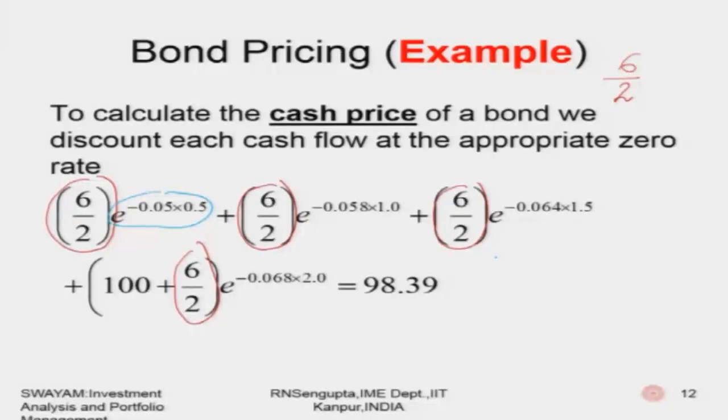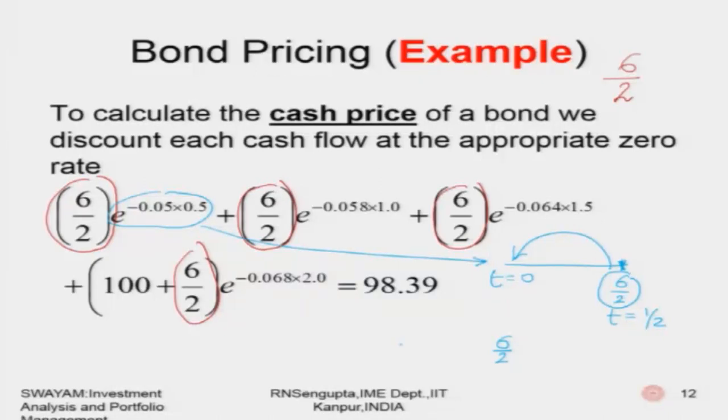If I draw the time scale for this one, I am getting 6 by 2 after 6 months. I need to find out the value of this 6 by 2 as of today, considering today is t equal to 0. So, I need to find out the present value.